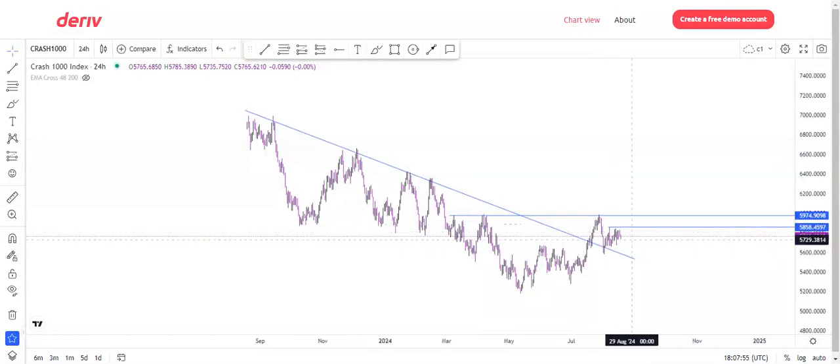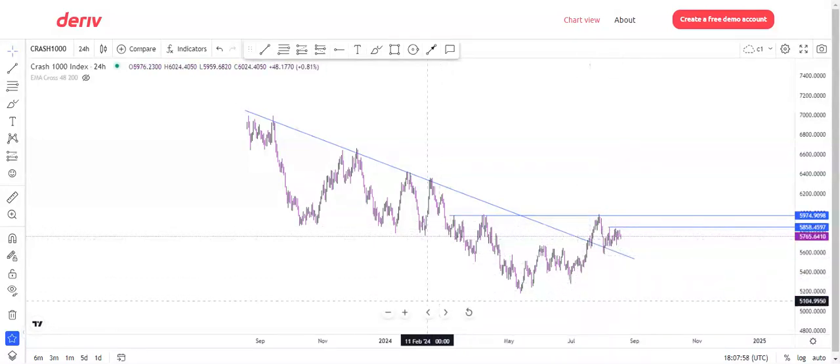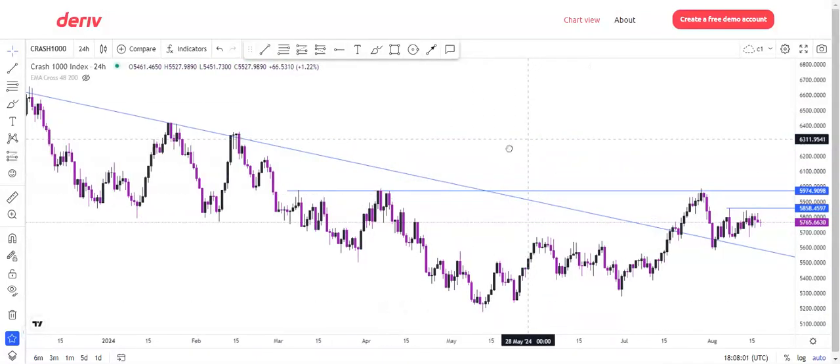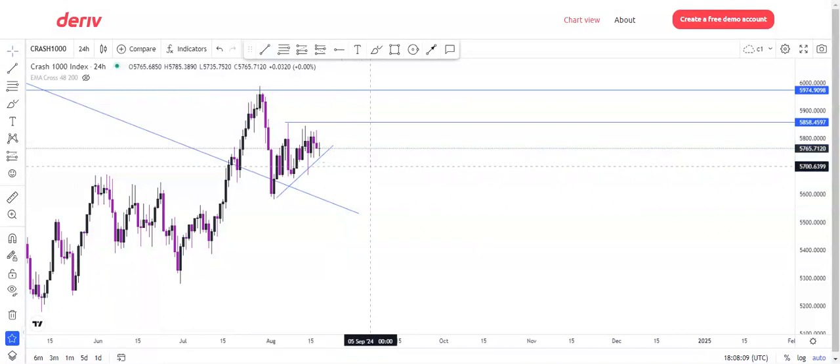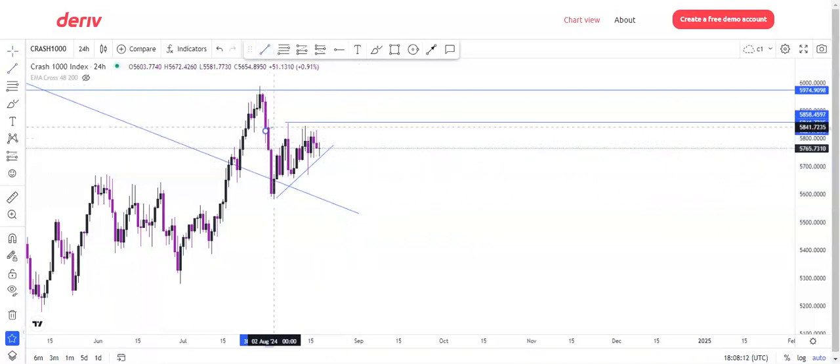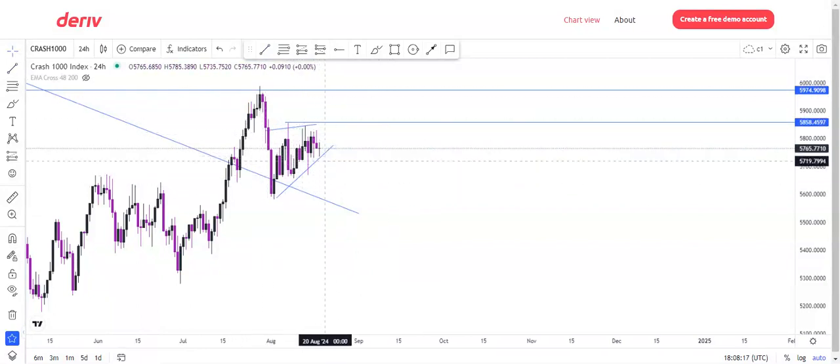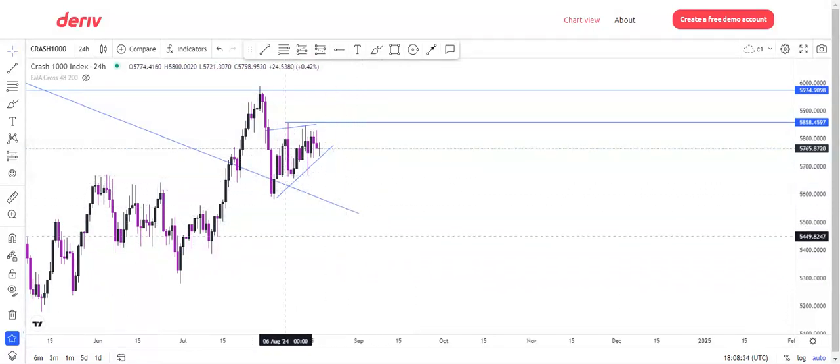But there's something interesting that I want us to see over here, and that's an impulse, and then we have this correction. So we have this impulse, and we have our correction, and probably if the market spikes and closes below this trend line, we can look for some nice sales.